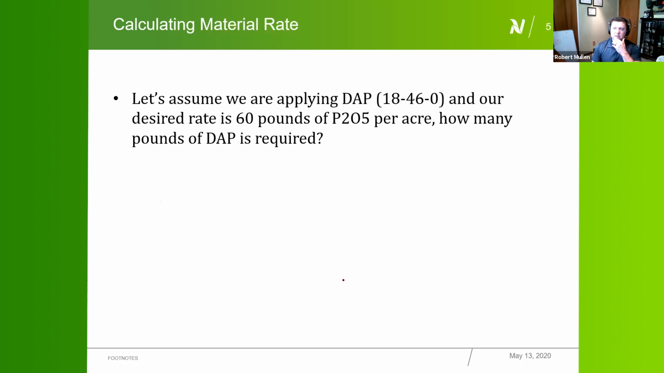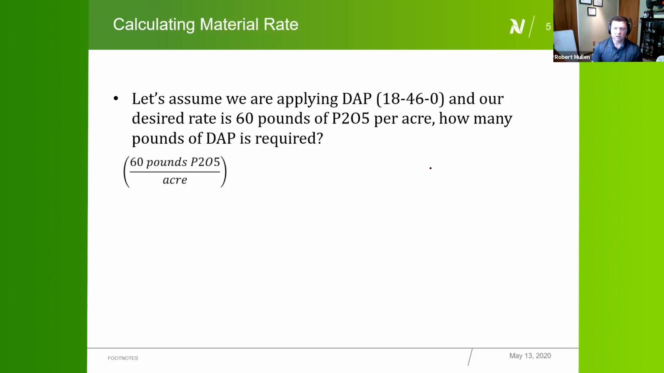So let's proceed with another example. I'm going to start picking up the pace a little bit because I'm already 14 minutes in. Let's assume we are applying DAP that's 18-46-0, and our desired rate is 60 pounds of P2O5 per acre. How many pounds of DAP is required?